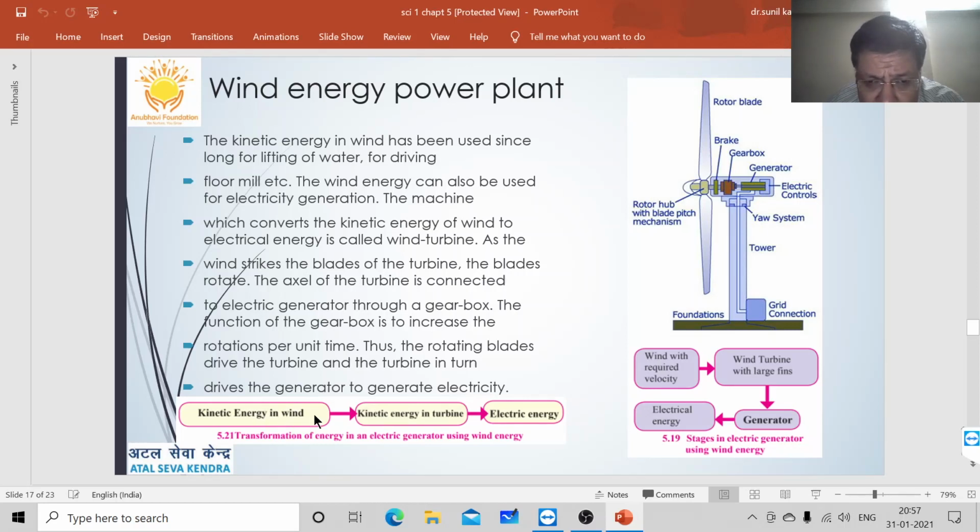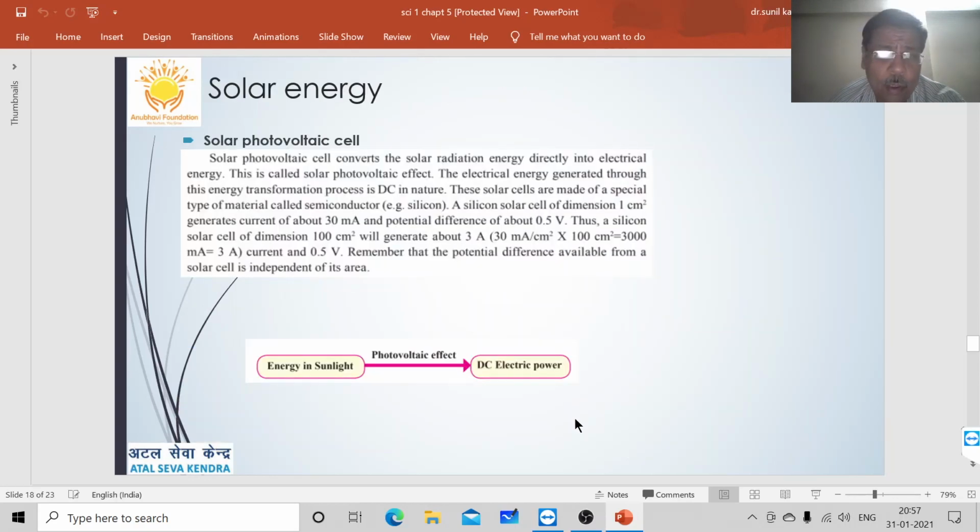So, kinetic energy in the wind is converted into kinetic energy in the turbines, which is used to convert that into the motion or rotation of the generator, and electrical energy can be produced by that method.